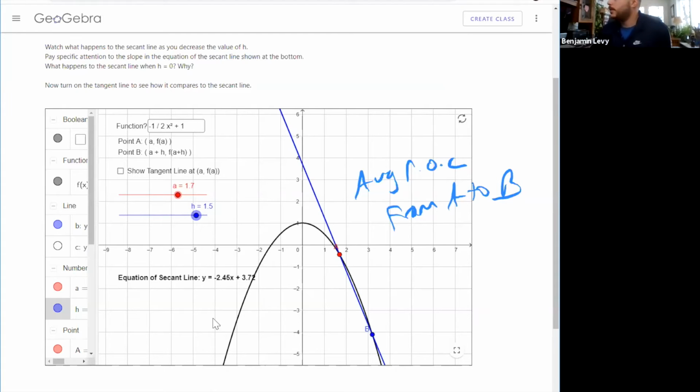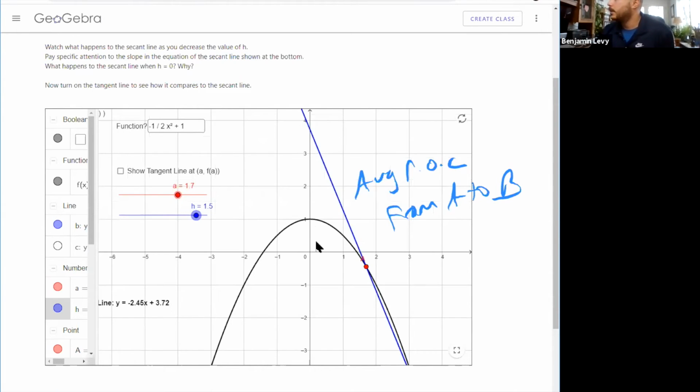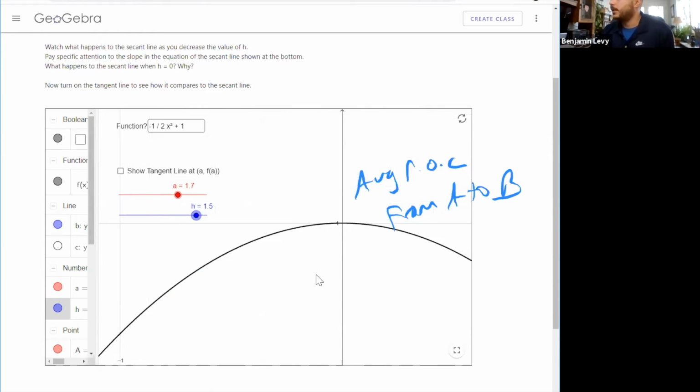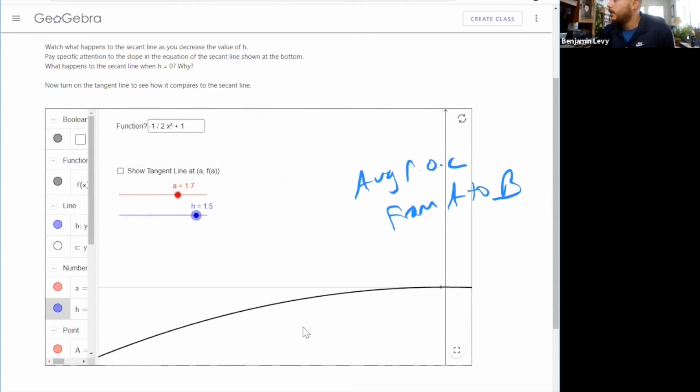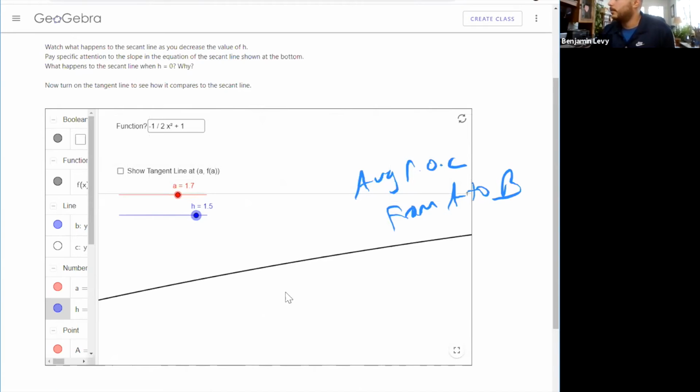Now, even though this curve, the black curve, looks curved, right? The graph of the function is obviously curved. If we zoom in close enough at a location, it'll look like a straight line. So I'm just going to start zooming in on this graph. It still looks curved, right? But if I get close enough, it's going to start to look like a straight line.